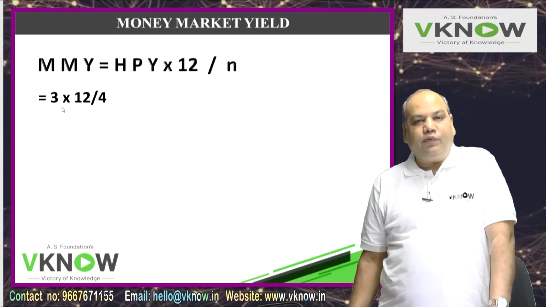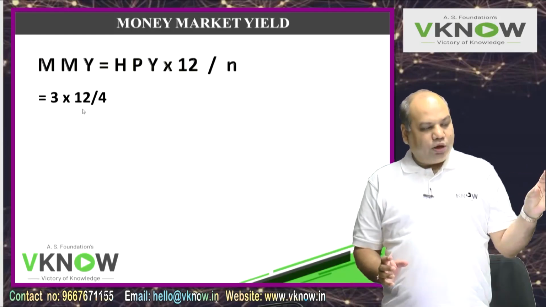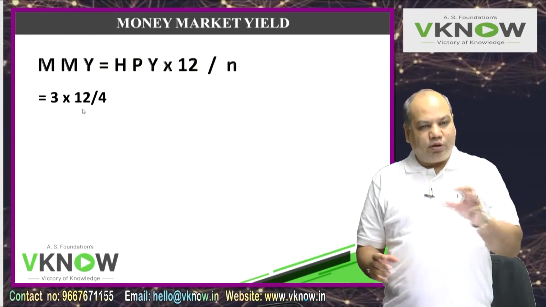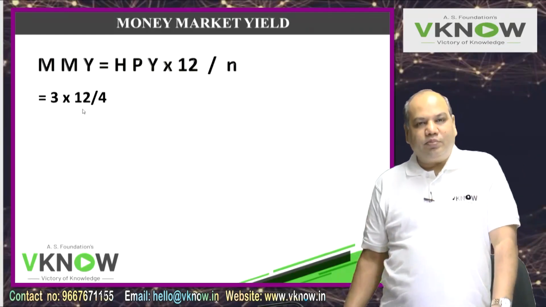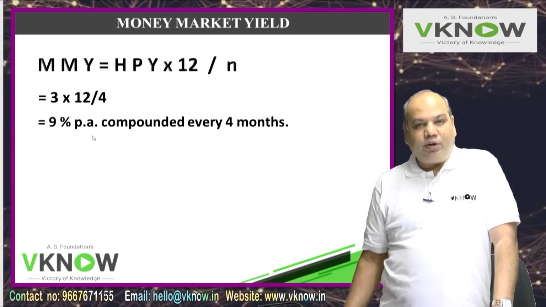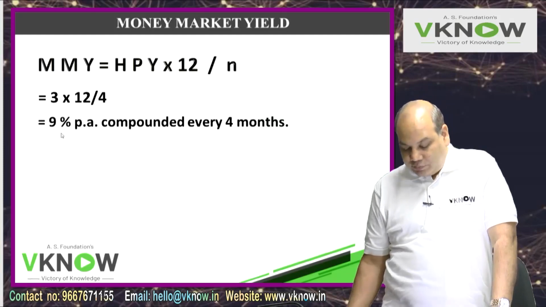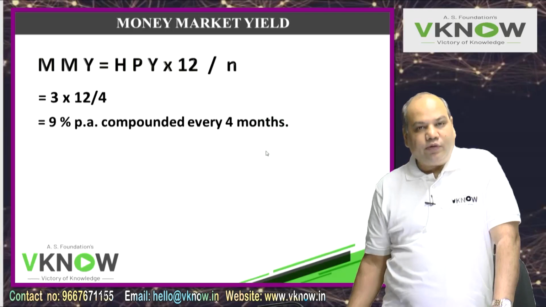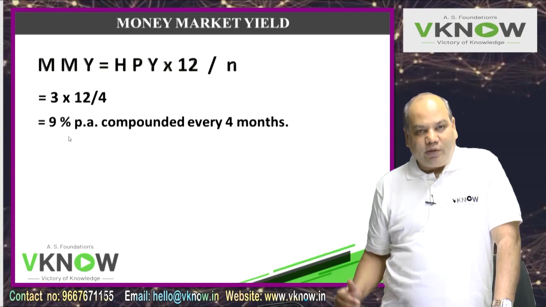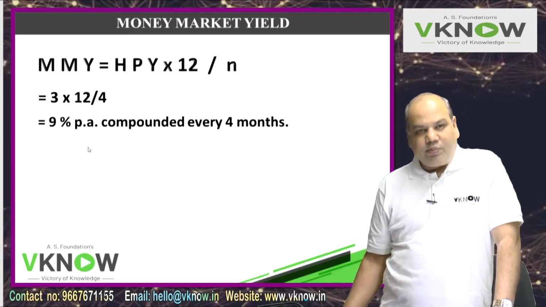3% you have earned in a period of 4 months. So if you would have earned 3% in every 4 months, in a year it would have been 9%. So 9% per annum. Then write down compounded every 4 months. If I say 9% per annum compounded every 4 months, it means you are earning 3%, 9 divided by 3, 3% every 4 months. This is called money market yield.